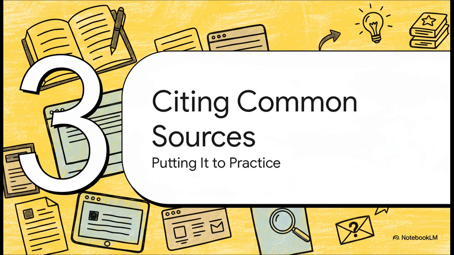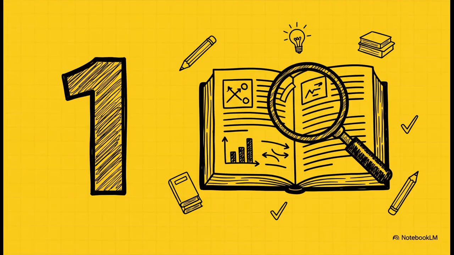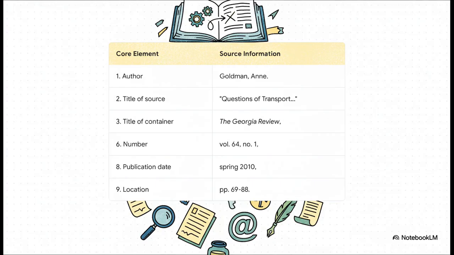Okay, theory is great, but let's put this template to the test. In this section, we're going to see how this one simple formula can handle 3 really different but super common types of sources. First up, the classic scholarly journal article. This is the bread and butter of academic research. So let's break one down. So check this out. We just go down our list. We found the author, Goldman, Anne.